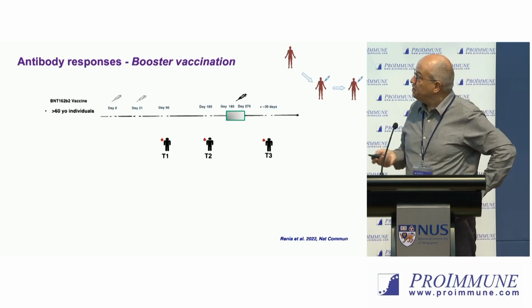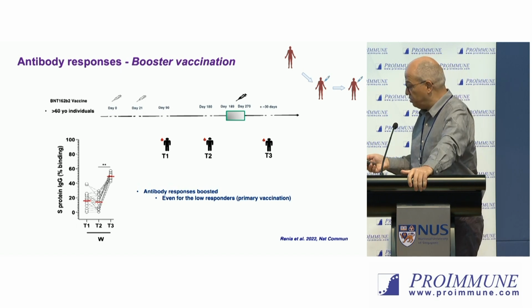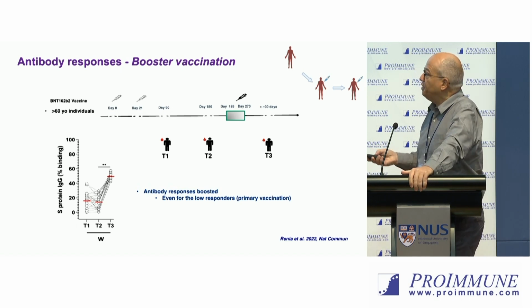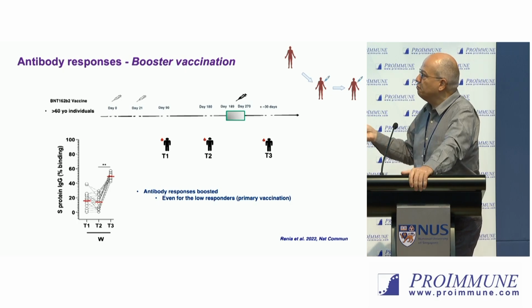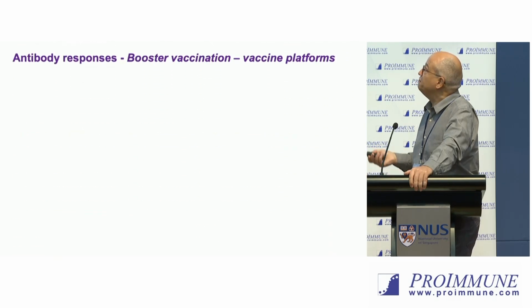We transmitted this data to the MOH and really encouraged boosting. So we boosted our elderly, and you see the boosting was very good, because now all the elderly population, even those with very low response, mounted a good antibody response. And again, this shows the importance of booster vaccination in specific groups.